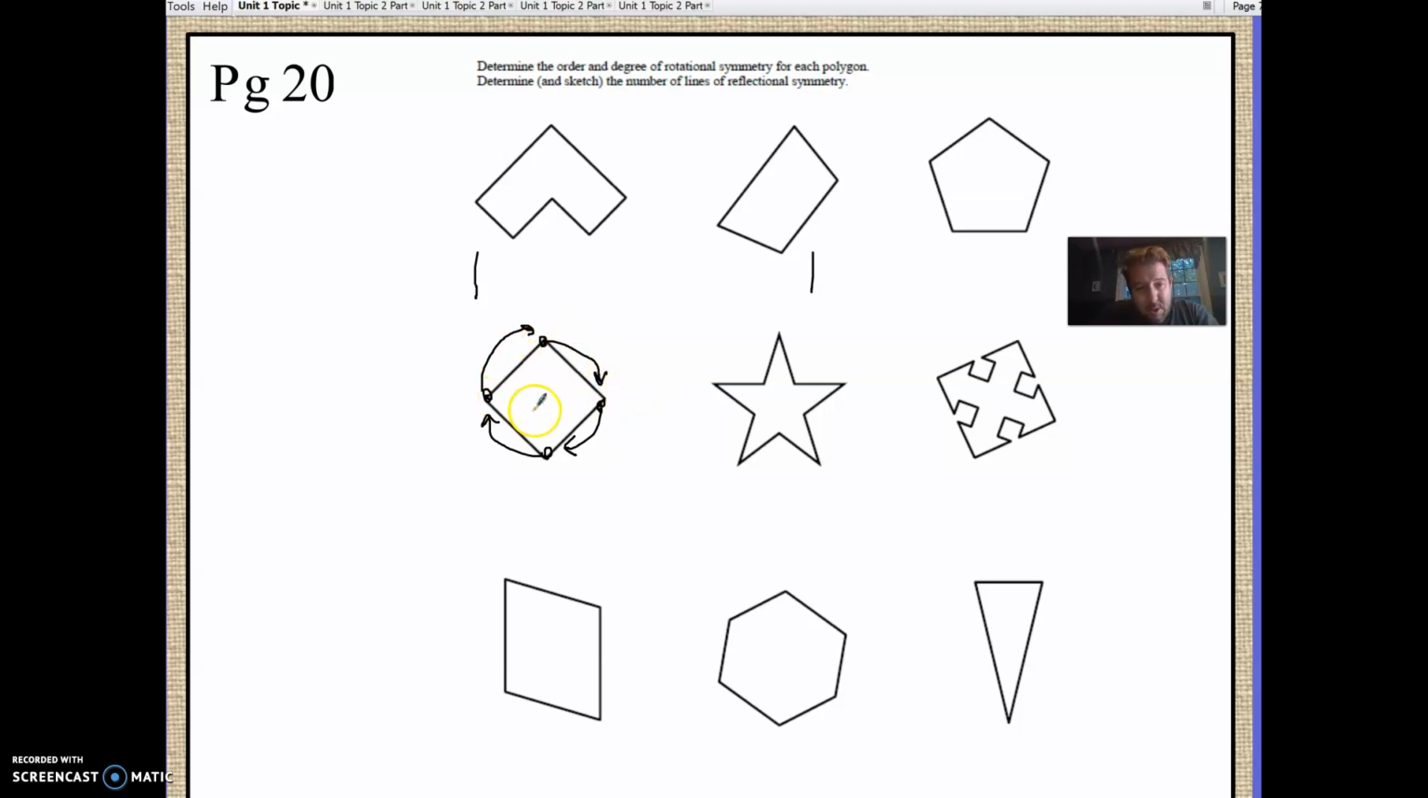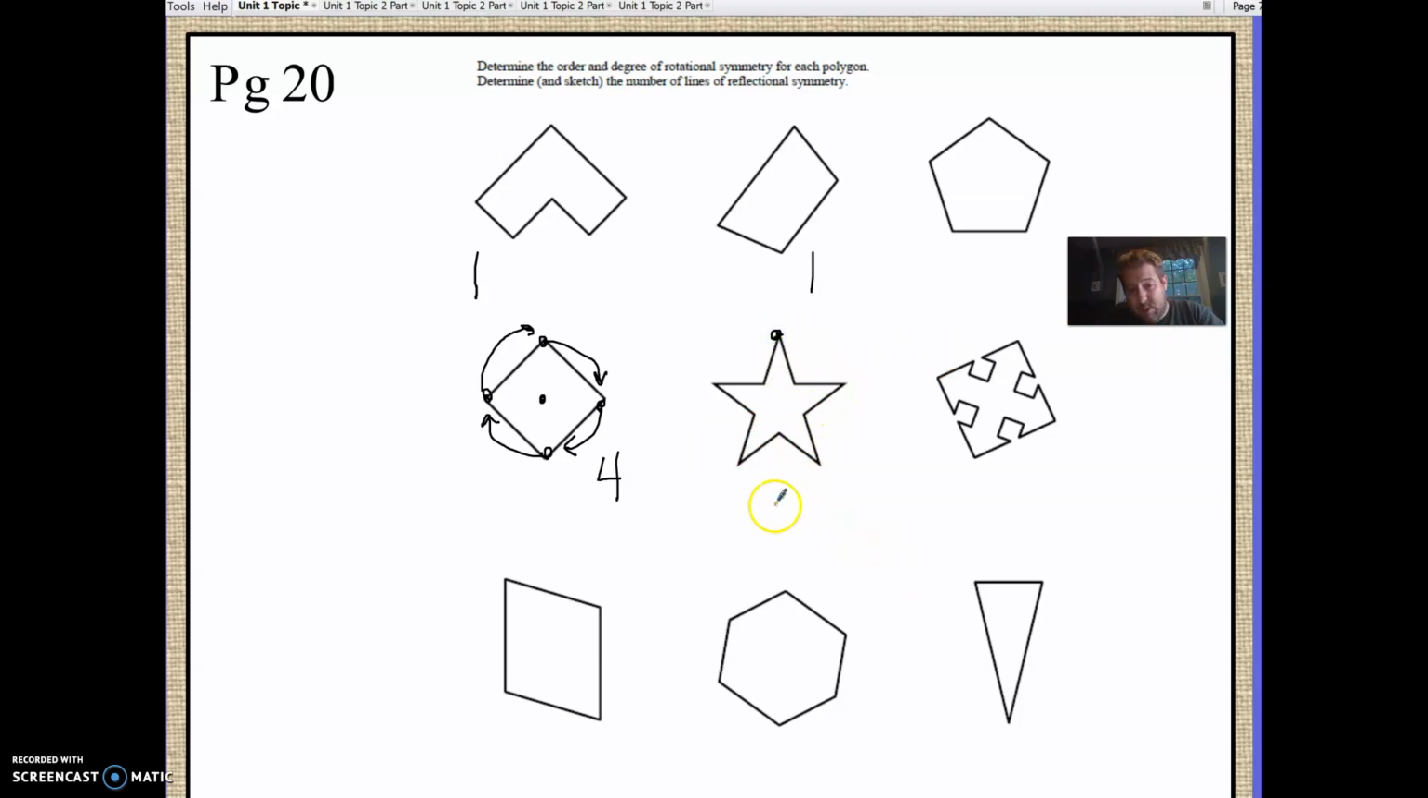When I turn this point here, this point maps to here, and it looks exactly the same. A good thing to do is use patty paper for this, and then just turn it around that point in the center, and you'll see that it has an order of rotational symmetry of 4. It's going to map onto itself 4 times going all the way around in a circle.